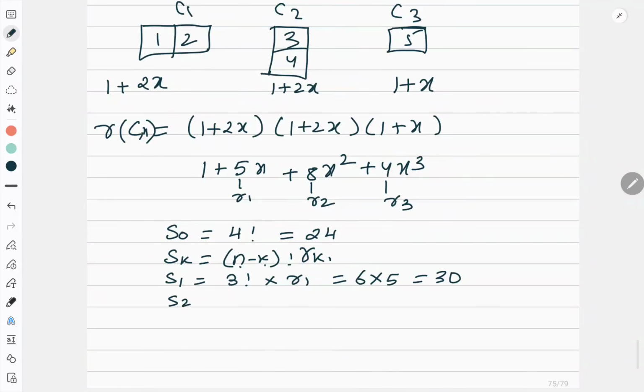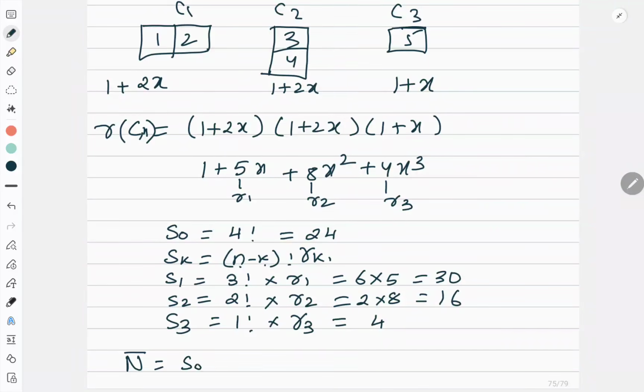Now S2 is equal to 4 minus 2, that is 2 factorial, into R2. So 2 into 8, which is 16. Then S3 is equal to 1 factorial into R3, and R3 is 4. So I got these values. Now I will apply the formula.